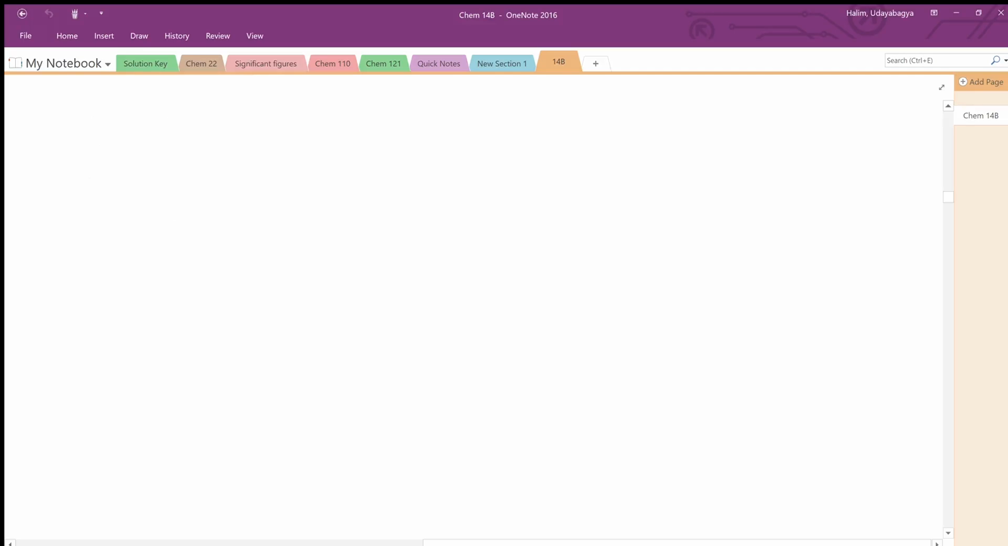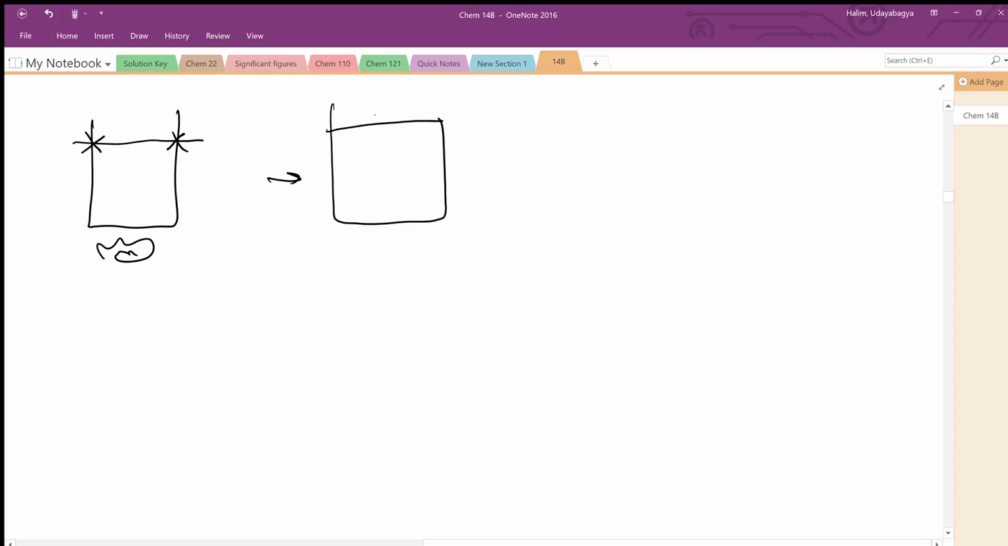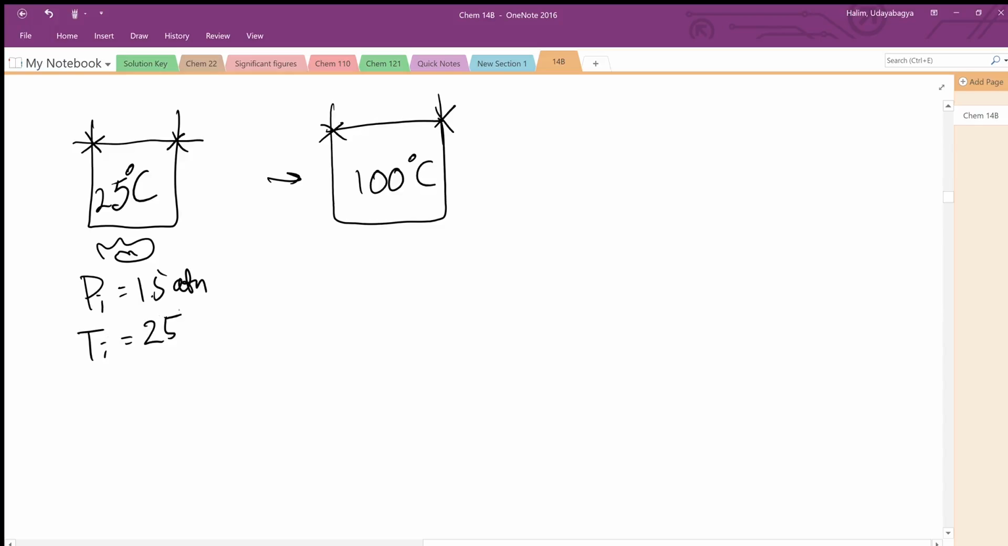So we'll do this together as well, just as a review. We have a container of a constant volume, and we simply heat it up. We put it on a stove, or a Bunsen burner, or a hot plate, depending on what you're looking at. And then it changes temperature from 25 degrees Celsius all the way to 100 degrees Celsius. And I know that the initial pressure is 1.5 atm. The initial temperature is 25, and the volume is a fixed volume of 10 liter.